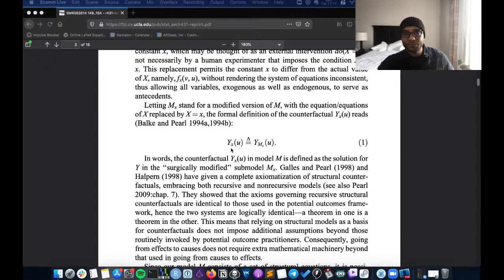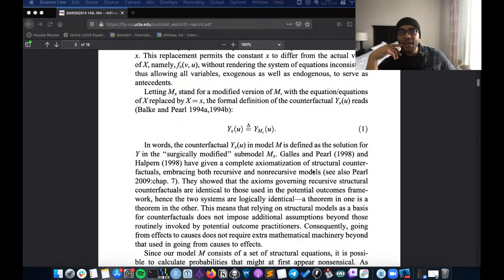So what is this saying here? I guess you're saying that this counterfactual is equivalent to this intervention in the model, with Y under this intervention model under a specific setting u. In other words, counterfactual Y sub x of u in model M is defined as the solution for Y in the surgically modified submodel M sub x.